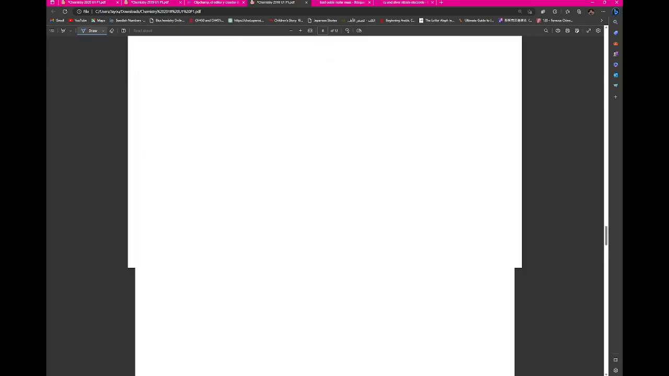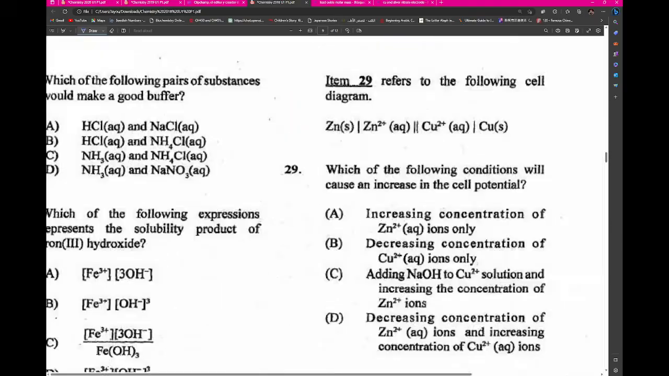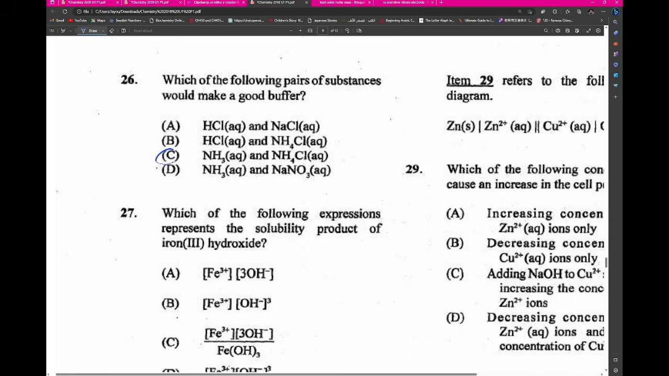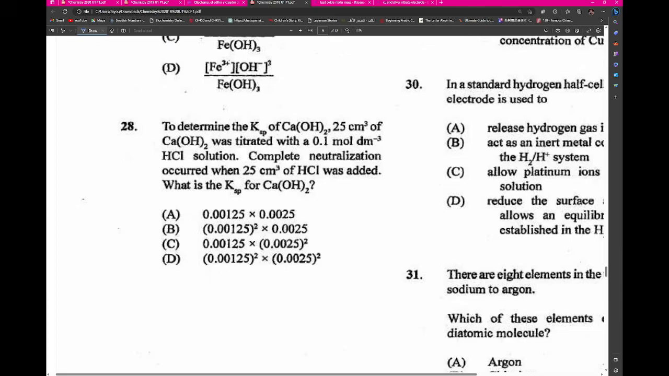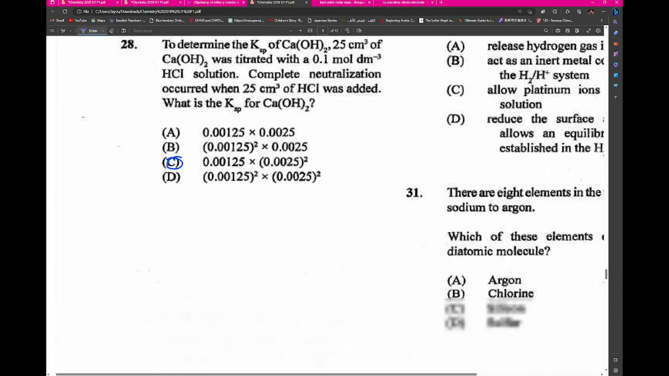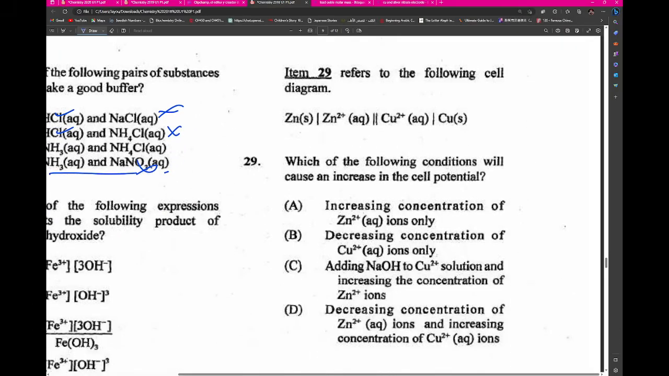Alright, let's go down and look. So I told you that around 20 to 25 is missing. If you guys could get these right for me, I'll do them and attach them to the end of the video. Which of the following pairs would be good buffers? We established it to be this. Not any of these. These are strong acids, and I don't think this would be a good buffer system. We looked at this as well. This is a repeated question. This is also a repeated question. This is also a repeated question.